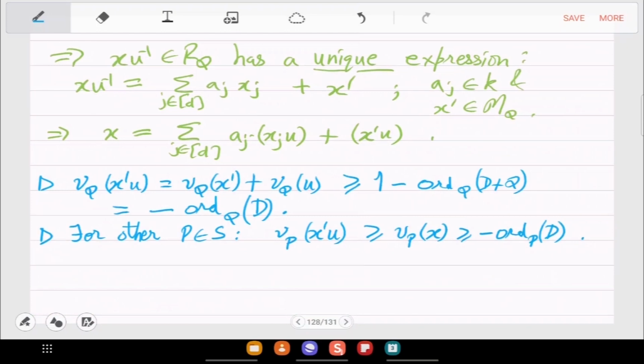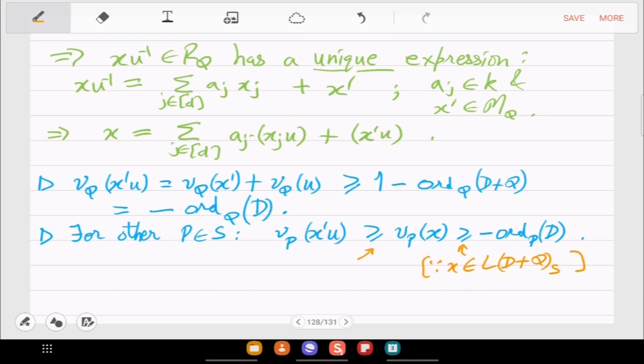So this part is coming from the fact that x is in L d plus q. So this is fine. Where is this part coming from? It should come from the second equation, x u inverse equals the summation of a_j x_j. If you apply valuation on both sides, you get this quantity has to be strictly positive. A summation of a_j x_j. Valuation has to be greater than both, right?